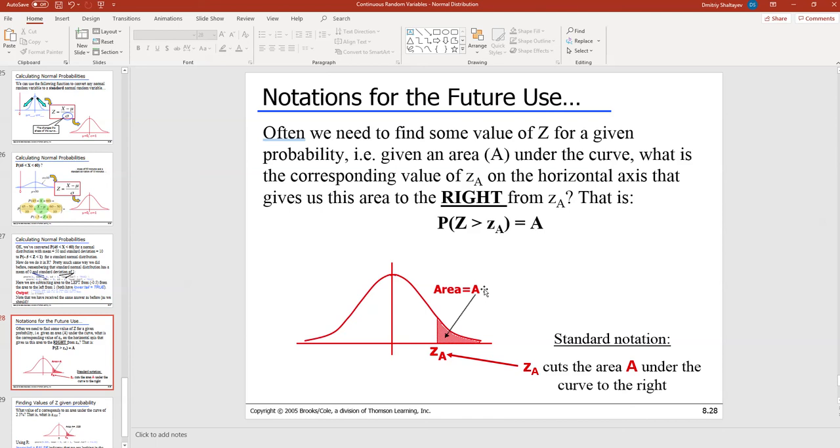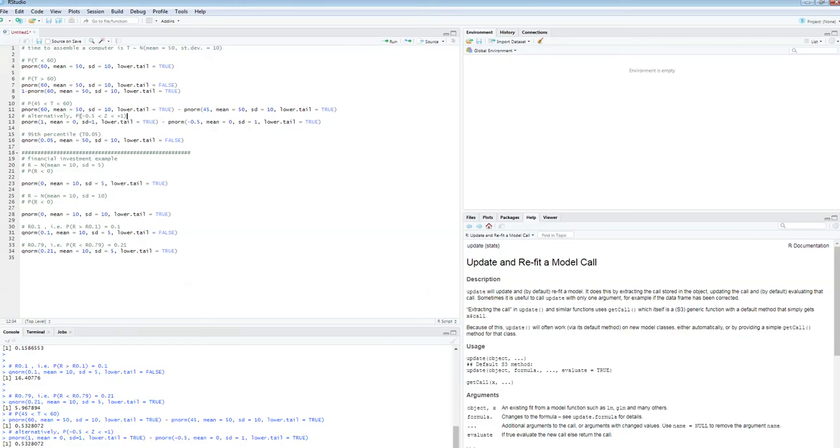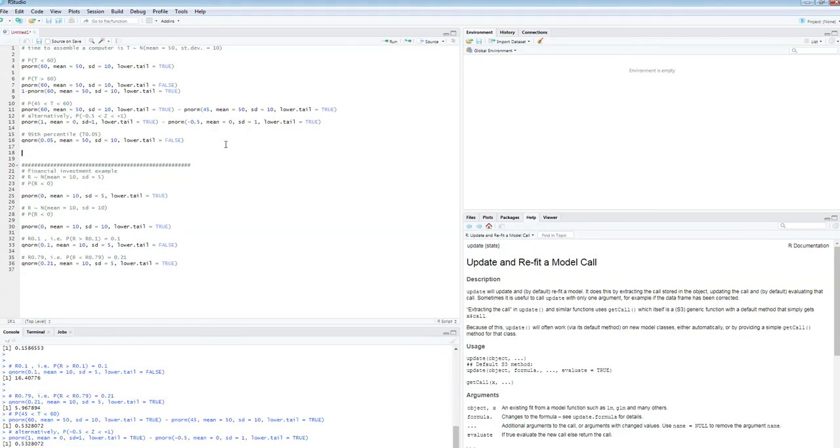Q for quantile, norm for the normal distribution. But for example, just to give it a practical spin, what if I have the value in the right tail equal to 2.5%? In terms of proportions, 2.5% is 0.025. So let me go ahead and find the z value that gives me 2.5% in the right tail. So in other words, I'm going to switch over to RStudio right here. Okay, find a value, not just any value, z value, that gives area 0.025 in the right tail.